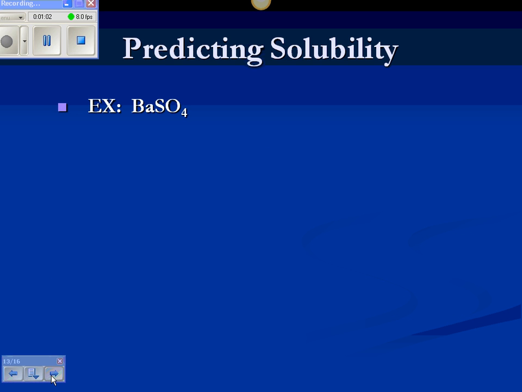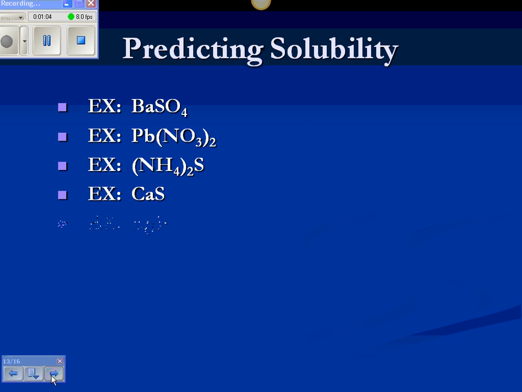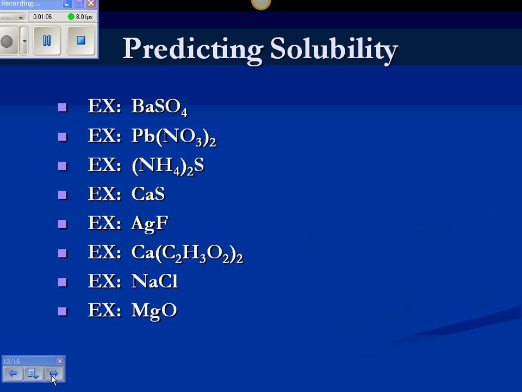So let's take a look at some examples here. Let me just pull all of them up. If I look at Rule 3, we have a sulfate. So barium sulfate, all sulfates are soluble. I just have to double check. Oh, there's the exception, barium. So that is going to be a solid.